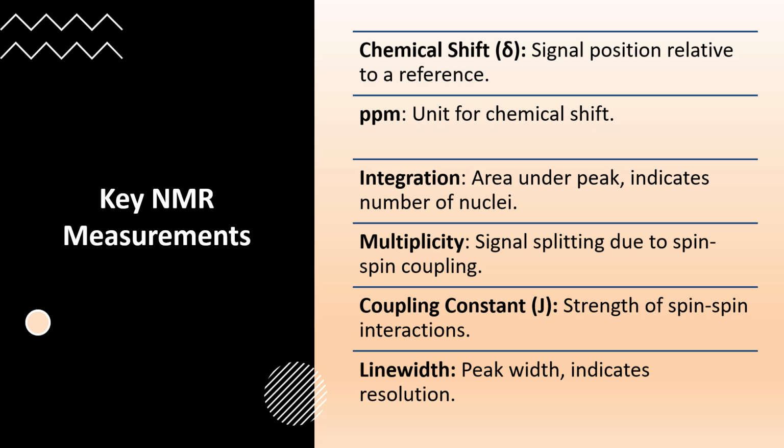The coupling constant, or J, measures the interaction strength between nuclei. It's expressed in hertz, and provides precise information about molecular connectivity. Lastly, line width. This tells us about the relaxation processes and can even hint at molecular motion or interactions.